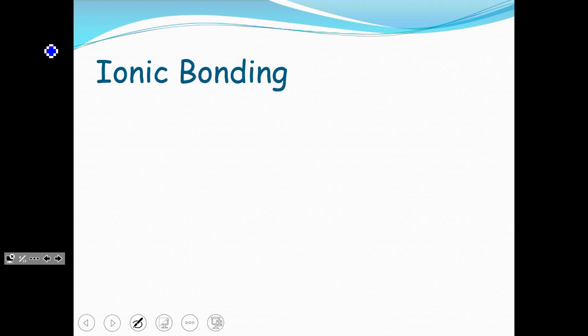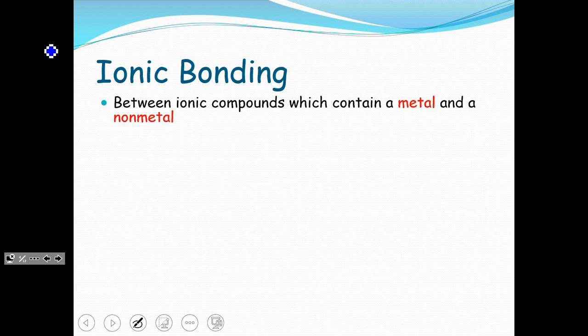Okay, so for ionic bonding, this occurs in ionic compounds which contain a metal and a non-metal. What does our metal act as? What kind of ion? It's our cation. And the non-metal is our anion. The reason it's called ionic bonding is because you have to take two ions and put them together. So you have to find your cation and your anion in order to make that happen.